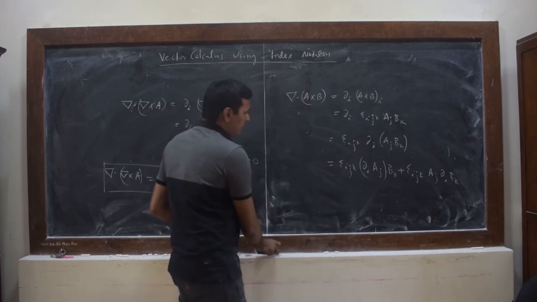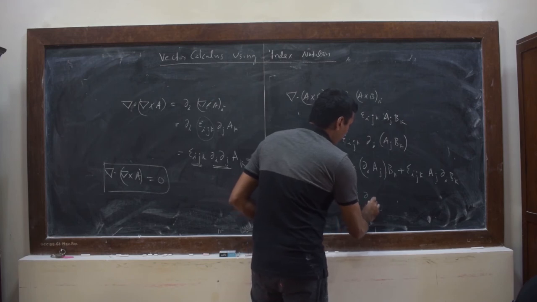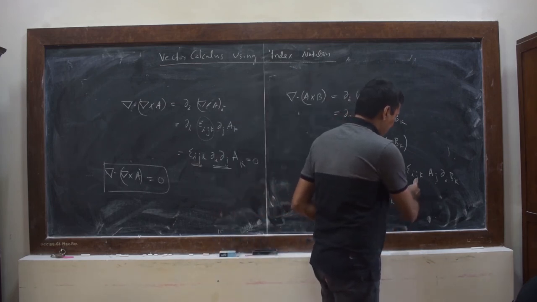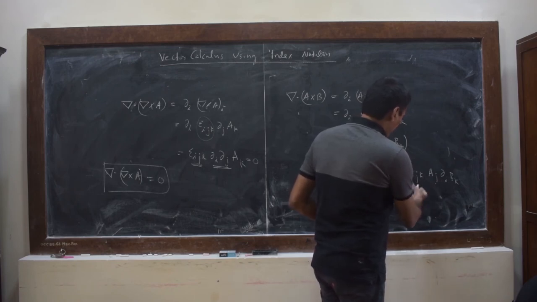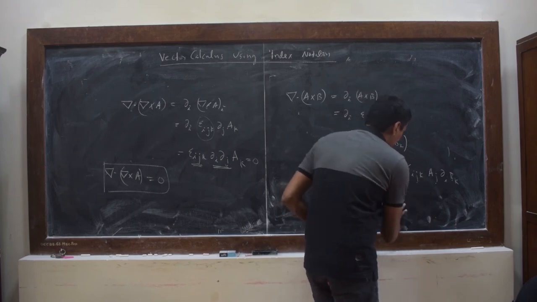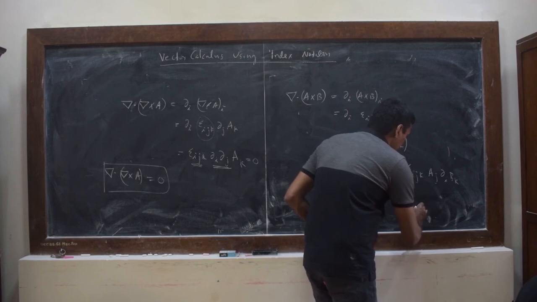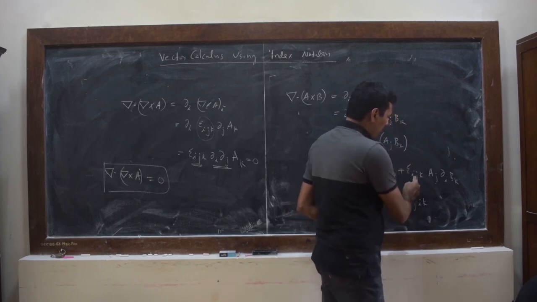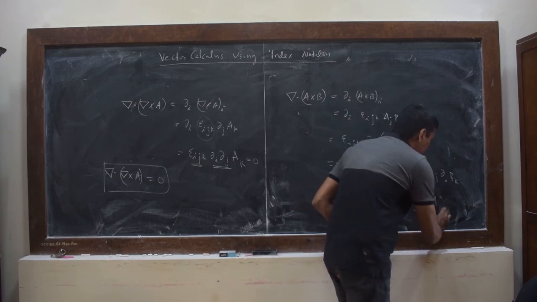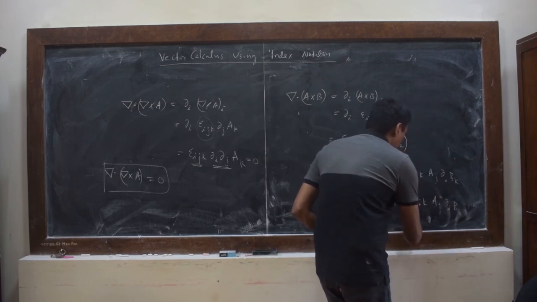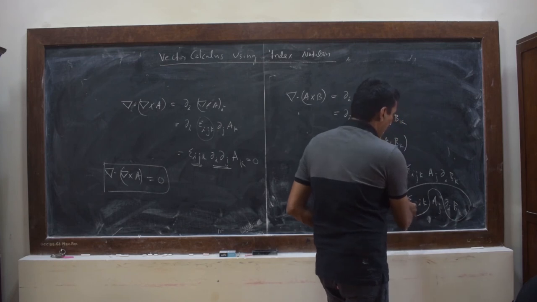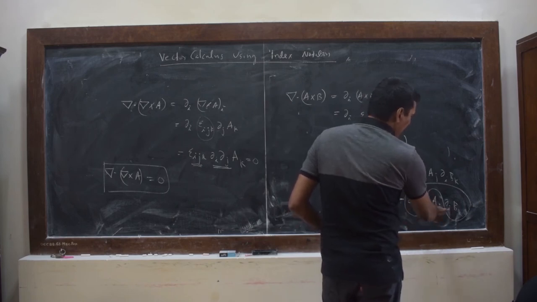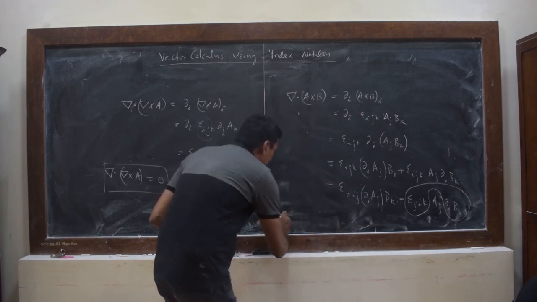So, you can write this as epsilon kij ∂i Aj Bk plus you can have epsilon ijk, okay. And this one epsilon ijk, you can write is equal to minus epsilon jik, because I exchanged i and j. So, I will get epsilon ijk is equal to minus epsilon jik into Aj ∂i Bk. But epsilon jik ∂i Bk is nothing but the jth component of del cross B, okay.